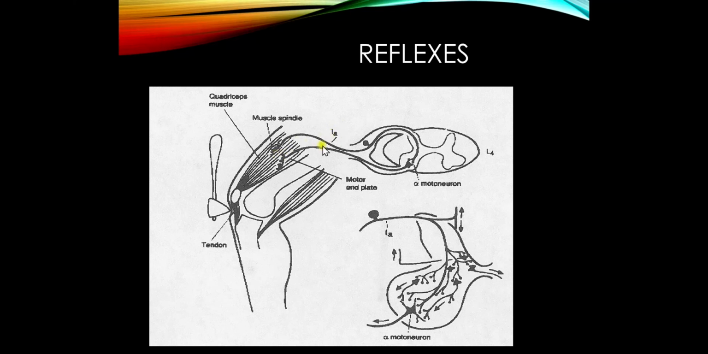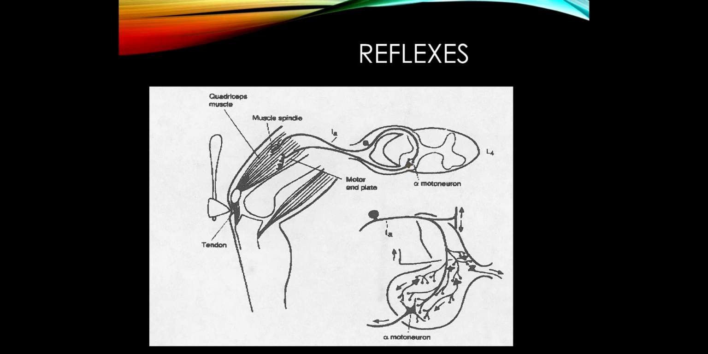All right, so this goes into the spinal cord, and right here, this is an anterior horn cell, otherwise known as an alpha motor neuron. So when we talk about lower motor neurons in the spinal cord, this is it. When you check reflexes, you are directly stimulating these anterior horn cells, or alpha motor neurons.